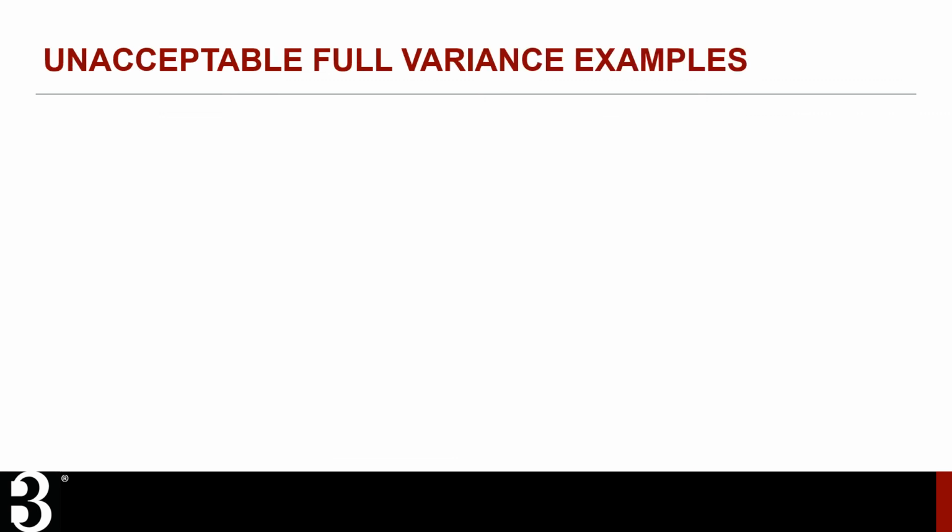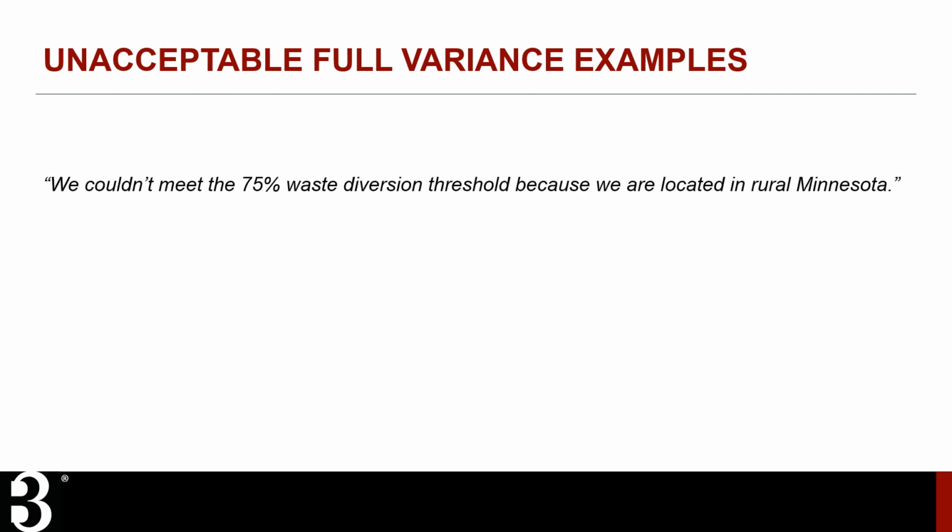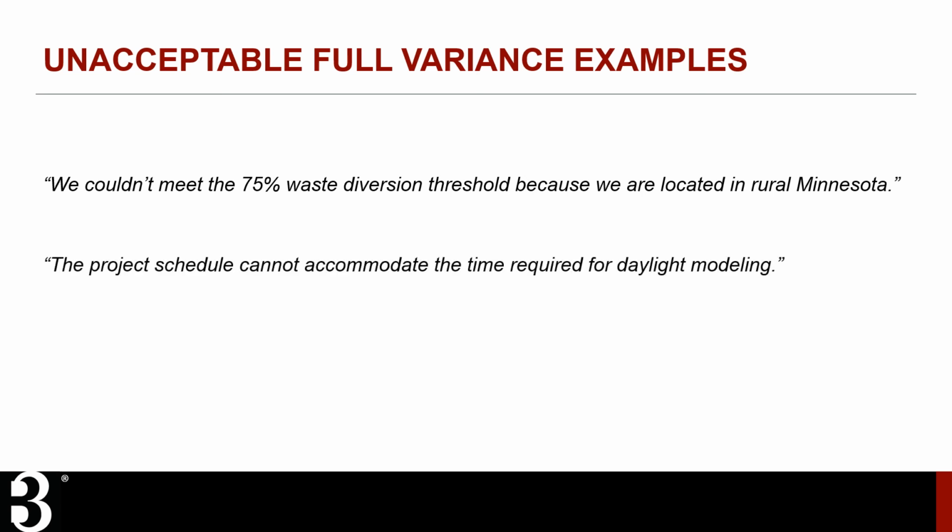Finally, let's look at some examples of unacceptable requests for full variances. The first identifies the problem but doesn't describe the specifics or propose an alternative solution. This should be rejected so that a more detailed variance request can be submitted. The second is requesting a full variance for an unacceptable reason, which is project schedule constraints. In addition, it does not describe specifics or next steps. This should also be rejected, and ideally, daylight modeling should be conducted to help the project become compliant.